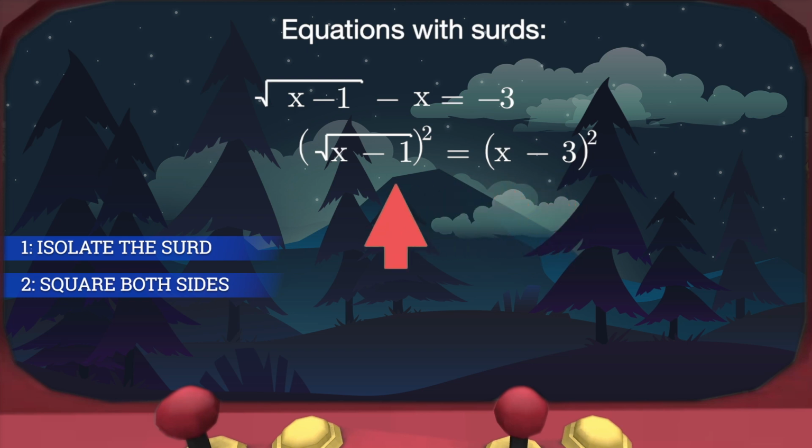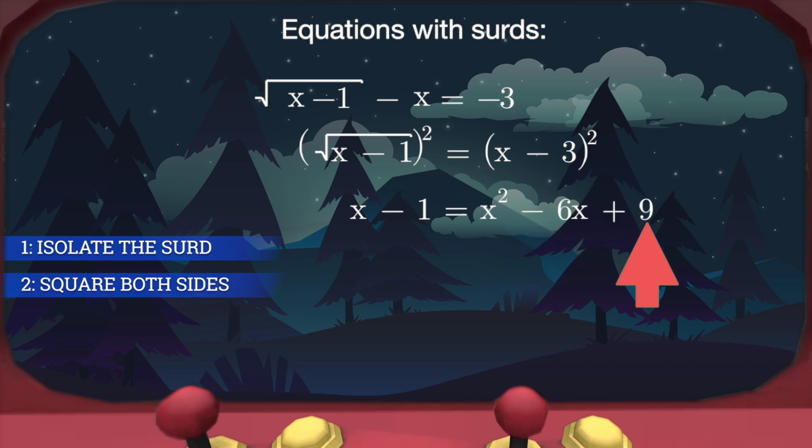And now we simply do the algebra. So when we have a square and a square root on the inside, they cancel each other out and then we're only left with the x minus 1. But here we have a product of two binomials. So first times first is x squared. First times second times a 2 is minus 6x. And second times second is a positive 9.